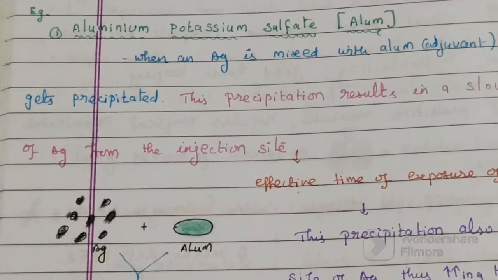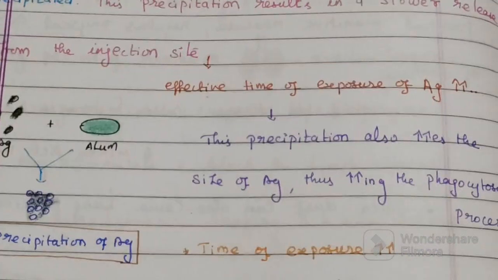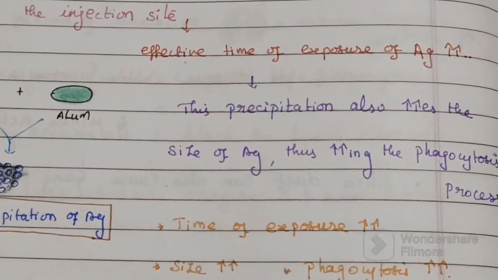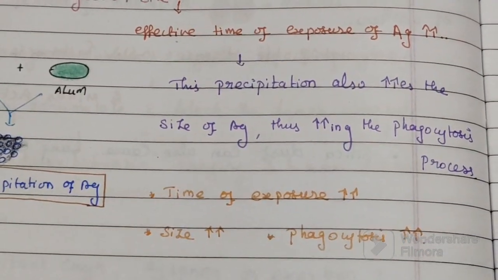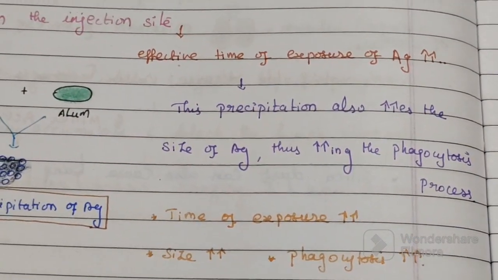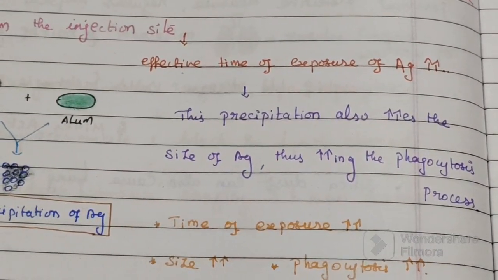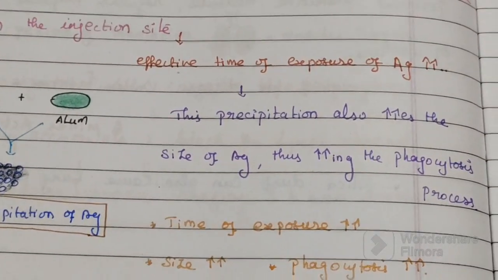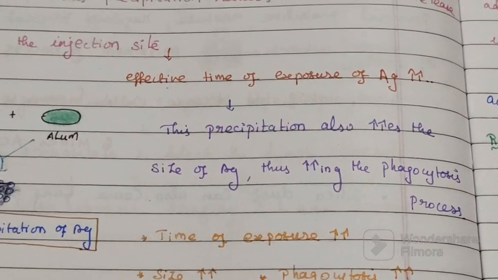This one is the antigen, this one is alum. So here we have precipitation of the antigen, so that the effective time of exposure to this antigen increases. This precipitation also increases the size of the antigen, thus increasing the phagocytosis process.